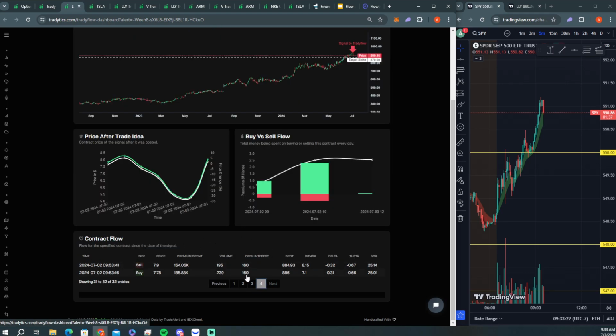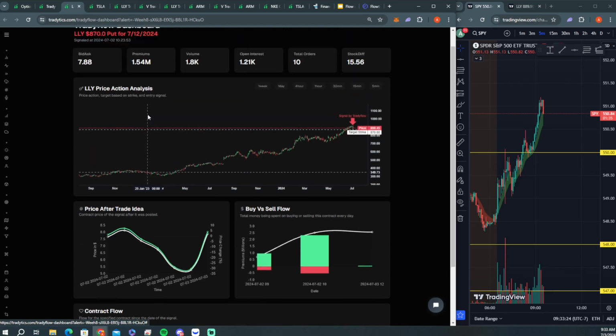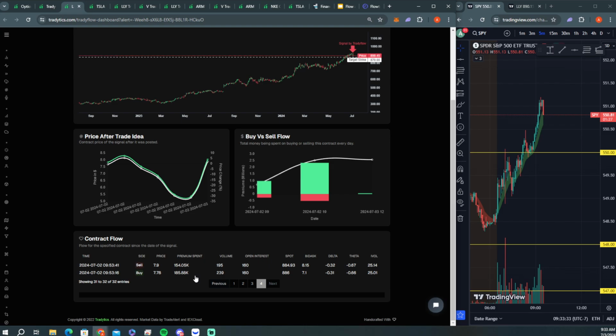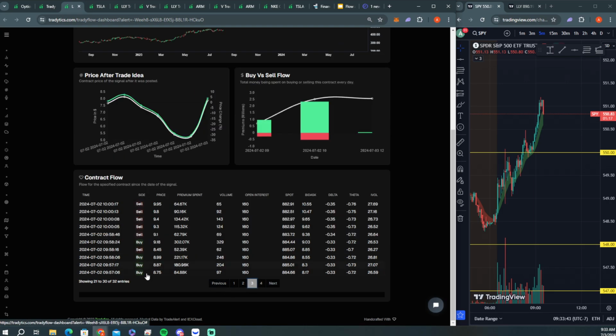All these orders come out, and it tells me it has 10 orders and was signaled on the 2nd at 10:23 Eastern time. Starting from this buy, you can see that the volume was 239. This person bought 239 contracts with $185,000 premium spent. So you can see all the buys that happen. This is an order, this is an order, this is an order, and it just keeps going. You can see the specifics of how many each one bought.